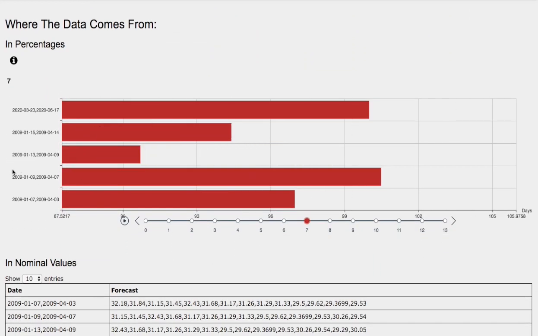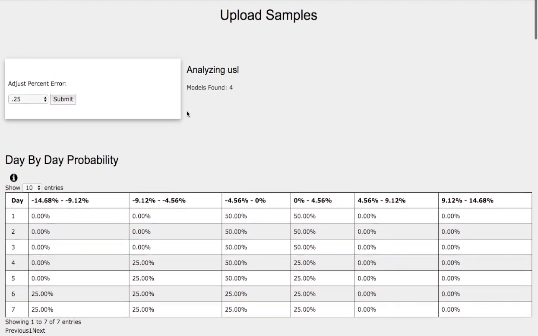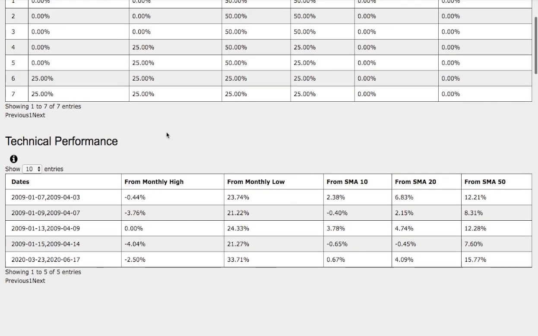The model that we just examined was from January 7th to April 3rd, 2009. WTI crude oil was down roughly 3% in the following days. If we head back to the day-by-day probability model, that coincides with this standard deviation of 25% chance between 0 to negative 4.5%. Now let's examine more closely the technical performance of each trend.